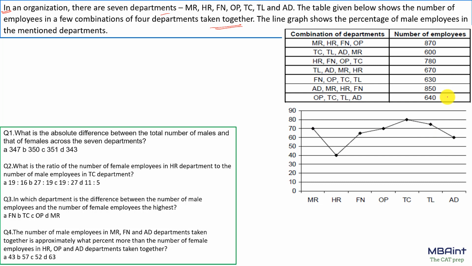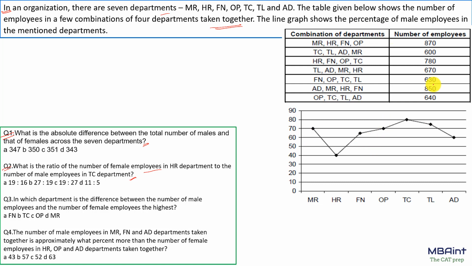Now what's the question? The question is, what is the absolute difference between the total number of males and females across the 7 departments? So we need to find the number of employees in each department, then only we'll be able to answer the question. Even the second question, what is the ratio of the number of females in HR department to the number of males in TC department? Again, I need to know the total number of employees in each of these departments, and accordingly I can find the female and male number of employees.